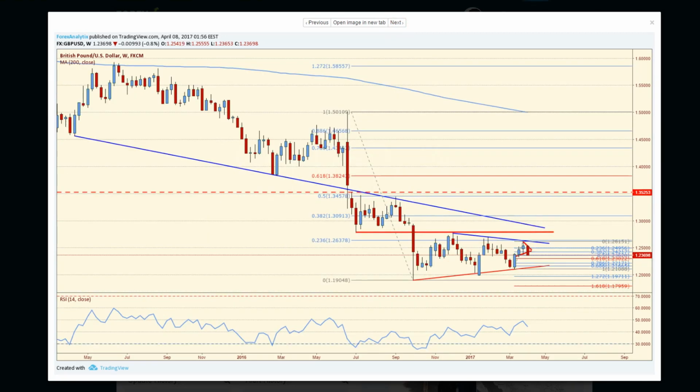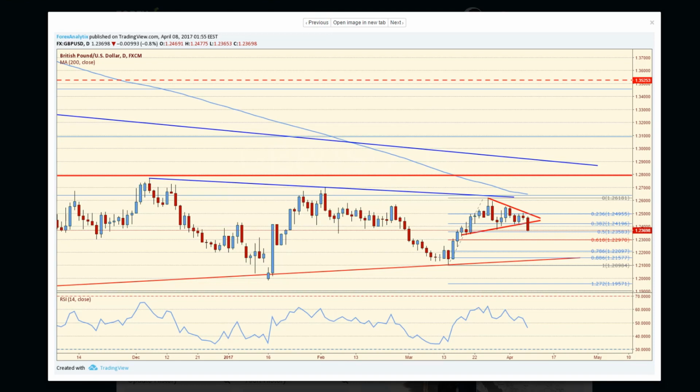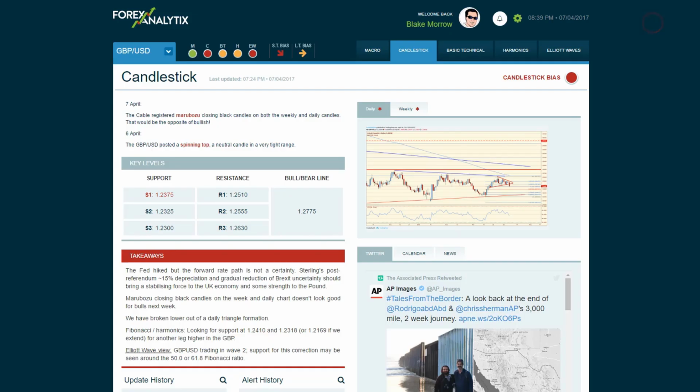Here's your weekly candle. Also a Marubozu candle, and this came out of a triangle, so that suggests that the pound dollar probably has some more downside. Probably the 618 or the 123 level would be the immediate target. So there is some dollar strength coming through the market, but why? Well, a couple other things I want to point out.